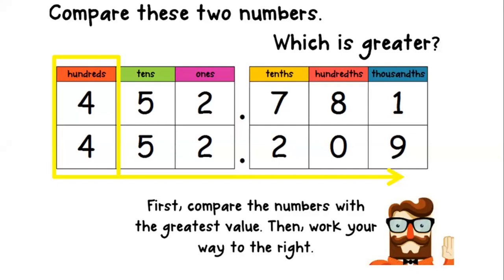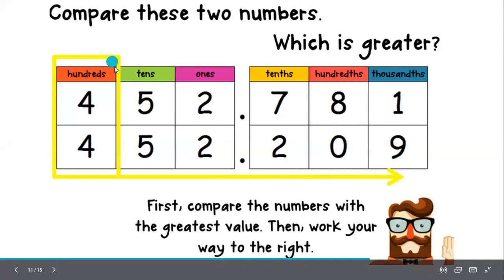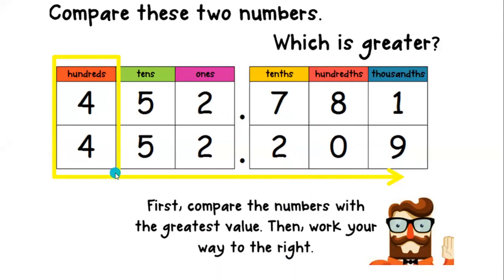So how do we compare decimal numbers? Here is an example: 452.781 and 452.209. Always from the first place, that is from the left, we have to check, right? The hundreds place looks the same, so go to the tens place. The tens place is also the same, so go to the ones place. It is also the same. Then go to the decimal part.